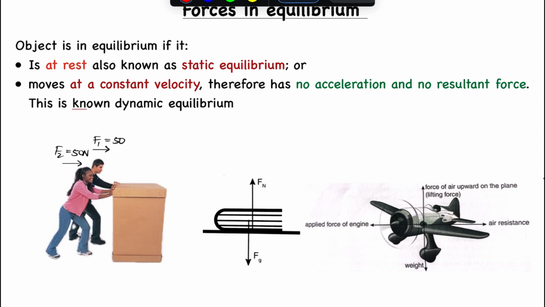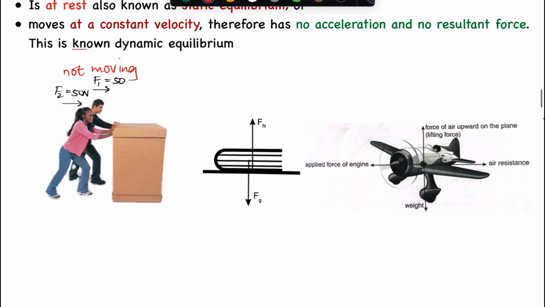Let's look at the examples. Here, this box is pushed by two people. Let's say the box is not moving. If this box is not moving, that means the forces acting on it are balanced. Now, what are the forces acting on this? Let's draw.